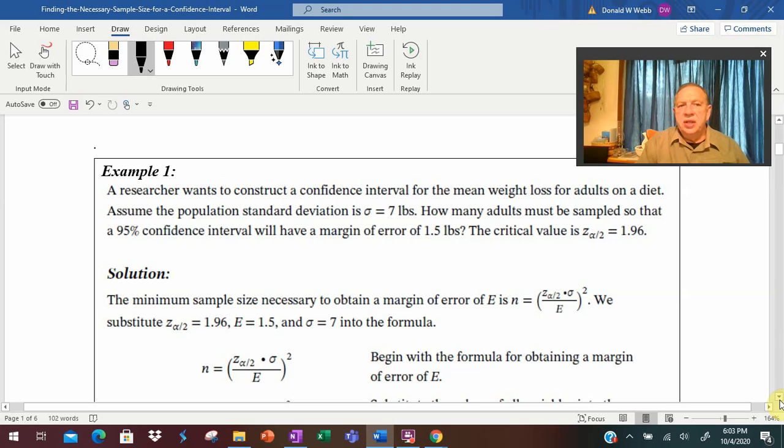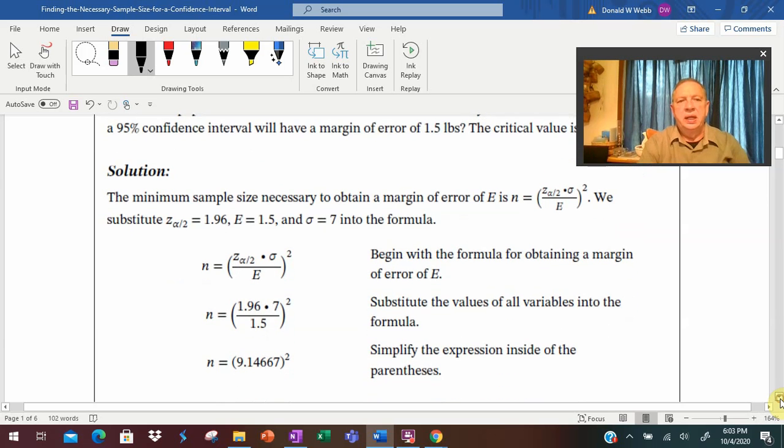Okay, this 95% confidence interval and the Z alpha over 2 are connected. Those things go together hand in hand. So let's see how we plug them into the formula. Again, here's my Z alpha over 2, so that's going to be the 1.96. My standard deviation, there's the 7, so I put that in there. I wanted a margin of error of 1.5 pounds. So that's my level of error that I can handle, plus or minus. Put that in there. Do the calculation inside the parentheses.